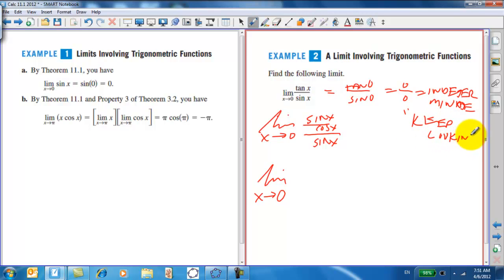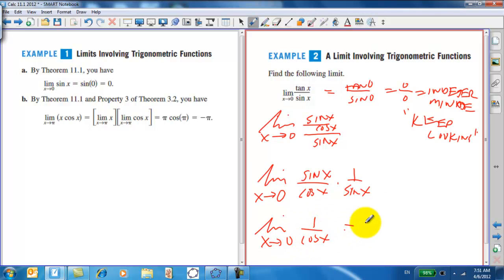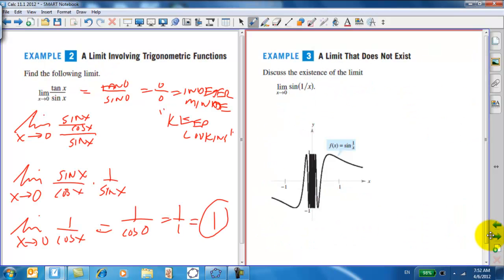And that's what I start off doing here. So by simplifying here, this is the sine x over cosine x times 1 over sine x. So you can see the sine x is canceling. So we get the limit as x goes to 0 of 1 over cosine x. Now we can sub in 1 over cosine of 0, 1 over 1. The answer is 1.